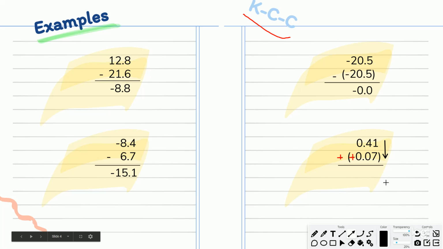And I'm just going to add them going down. So I have 1 plus 7, which equals 8. 4 plus 0 equals 4. Bring down my decimal point, and 0 plus 0 is 0. So my answer to that last problem is 0.48.